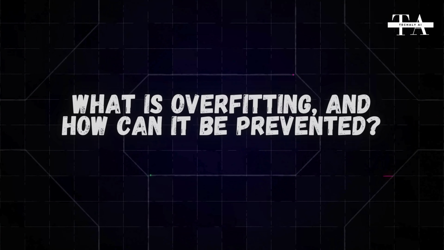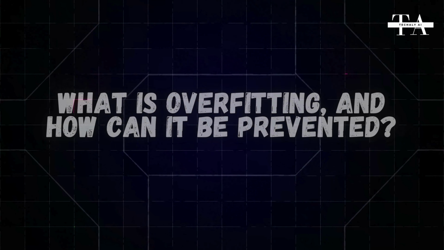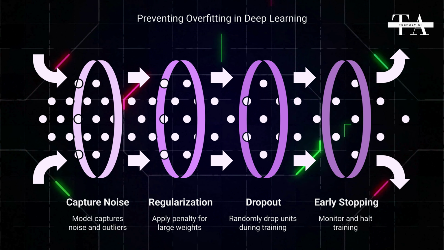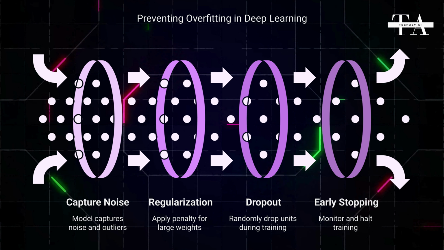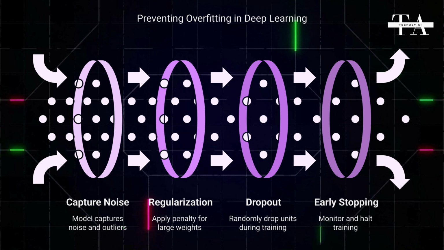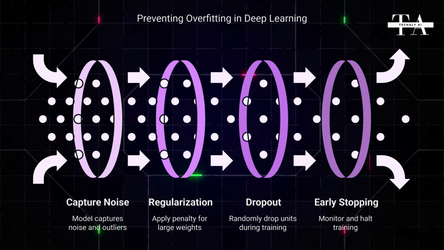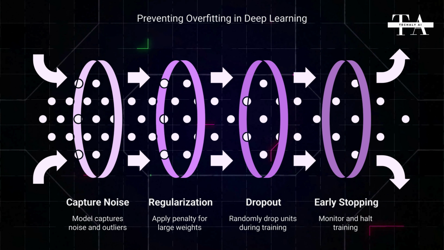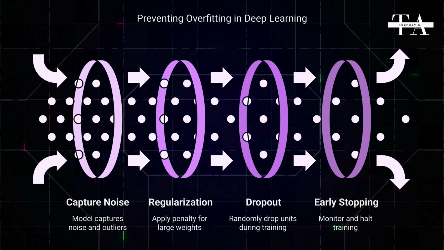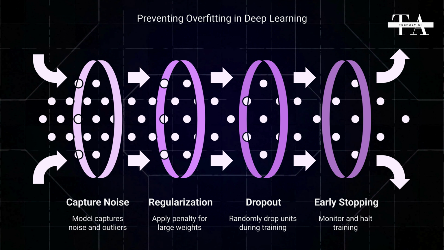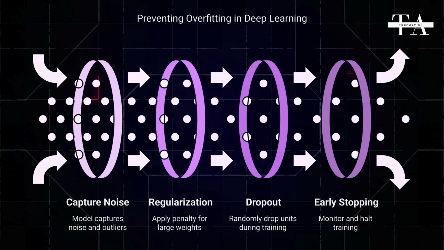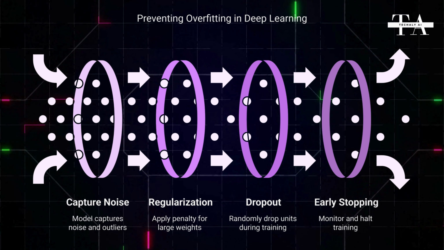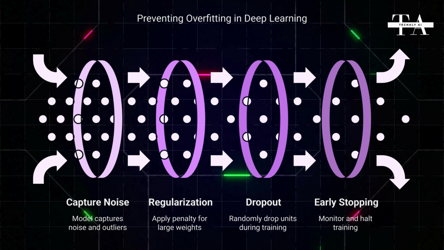What is overfitting and how can it be prevented? Overfitting occurs when a model learns the training data too well, capturing noise and outliers, which negatively impacts its performance on unseen data. It can be prevented using techniques such as regularization, adding a penalty for larger weights, L1 or L2 regularization; dropout, randomly dropping units during training to prevent co-adaptation; early stopping, monitoring validation loss and stopping training when it starts to increase.